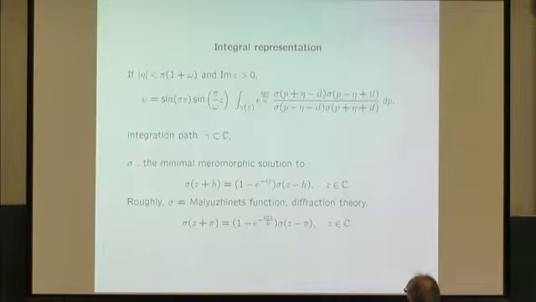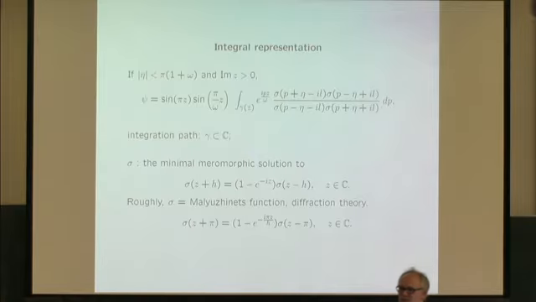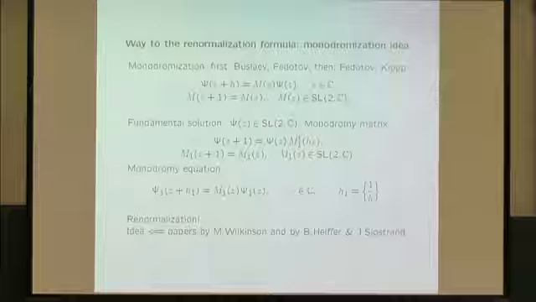And the fact that sigma satisfies simultaneously these two independent difference equations also implies independently that the minimal entire solution psi satisfies two different Maryland equations. Okay. So I said that the way to the renormalization formula that I have described is based on two different ideas. The first idea was the idea of the minimal entire solution, and the second idea is the monodromization idea.